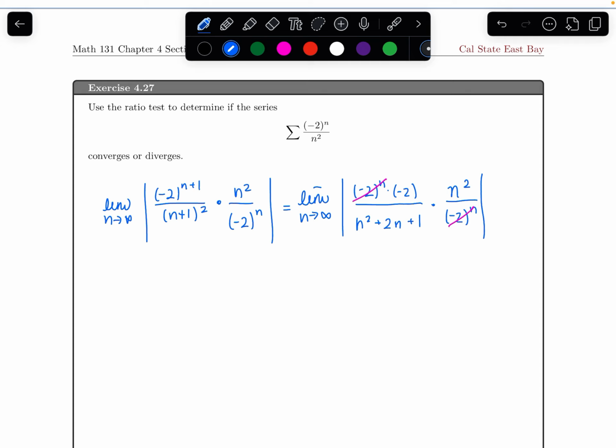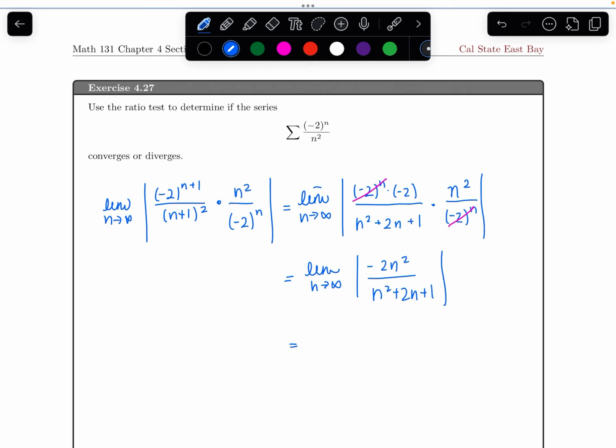I can cancel out those, right? Limit as n goes to infinity. What I'm actually going to do is write it as the absolute value of negative 2 to the n squared. Multiply the tops here and here. n squared plus 2n plus 1.